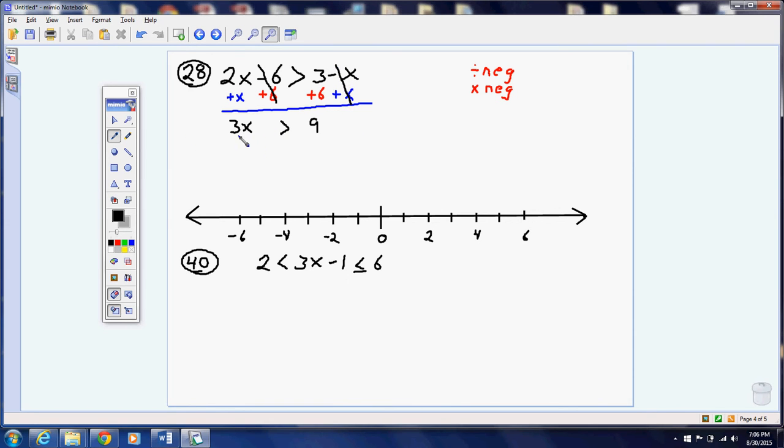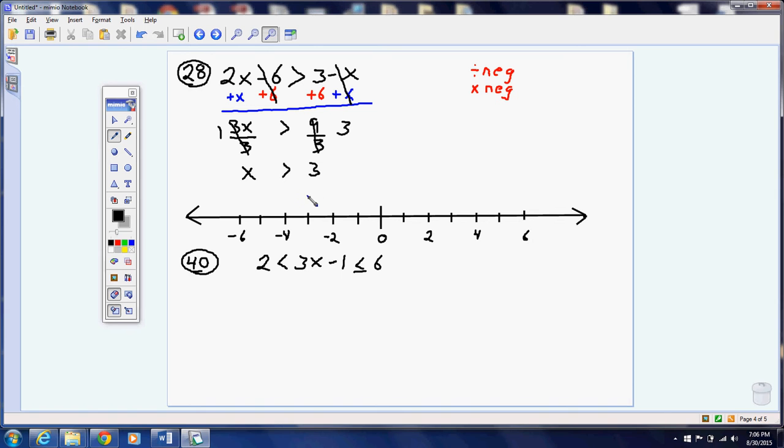And now we have to divide by 3 because we have 3 times x. So we have to divide by 3 in order to get rid of that coefficient of 3. And we have to do the same thing to both sides of the inequality. We don't flip our sign because we did not divide by a negative number. We divided by a positive number. So we don't flip our sign. 3 over 3 is just 1. And 9 divided by 3 is 3. Let's clean this up a little bit. 1 times x is just x is greater than 3.